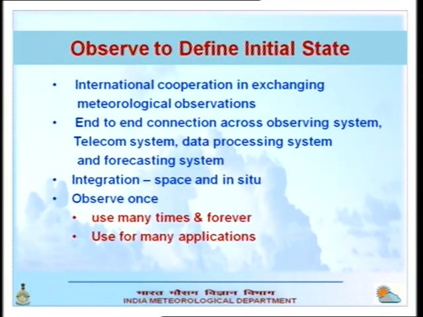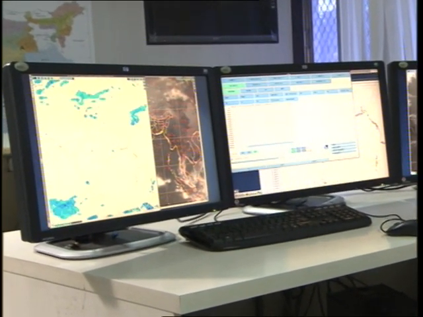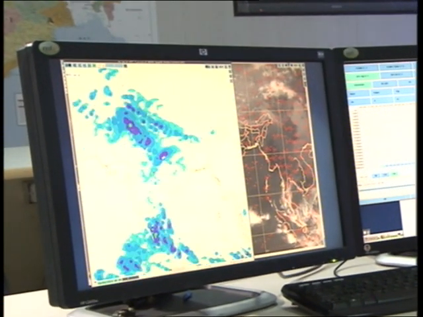There are two important characteristics which are really very important. While we take observations, it has to be very precise, very accurate. If your observations are erroneous, obviously you are not able to define the initial state accurately. And also we know that observations are recorded once and used for lifetime, forever. Therefore, if you are taking wrong observations, it has multiple impact for subsequent users, and these are used for various applications besides the weather forecast.